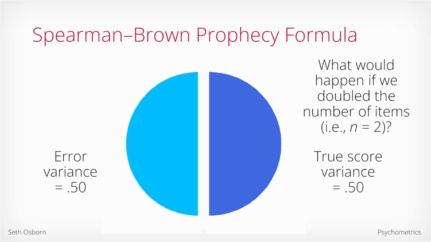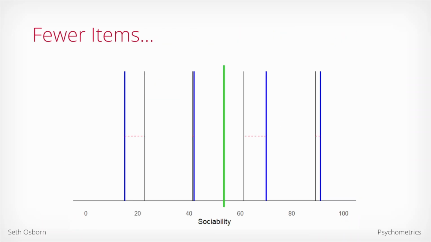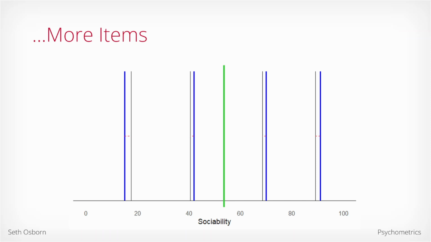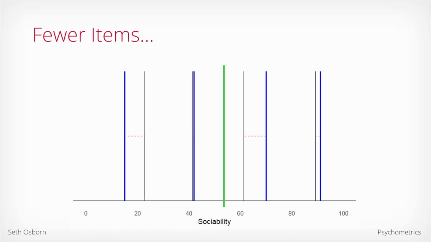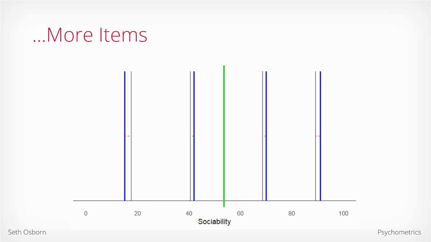Well, first of all, notice that the true score isn't really changing as we add more items. I'm cycling back and forth between fewer items and more items. You can see the observed scores are getting closer to the true score when we have more items, but the true score is not changing. It just is what it is. That's a constant for each person. So when we view it in this way, the amount of true score variance is not going to change.